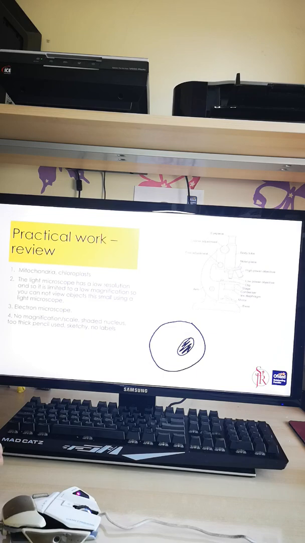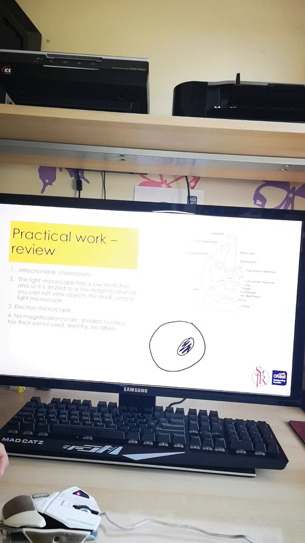So what kind of microscope would you use if you wanted to visualize, wanted to see mitochondria and chloroplasts? Well, an electron microscope. An electron microscope uses a beam of electrons instead of light. And a beam of electrons has a much shorter wavelength than light, and so it gives it a greater resolution and allows you to magnify to much greater magnifications.